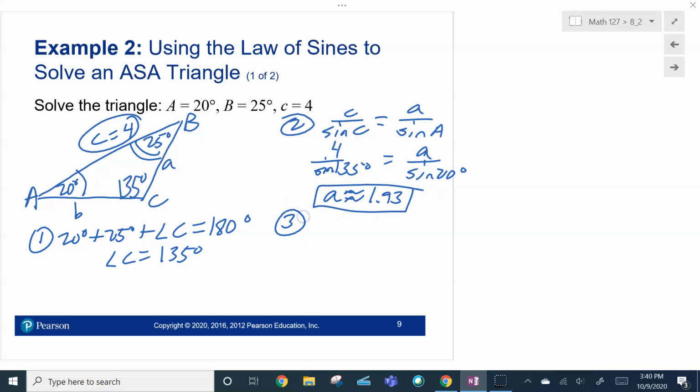And then number three, we're going to go 4 over sine of 135. So c over sine C equals b over sine B. Solve for b. You get 2.39069. It's about 2.39.